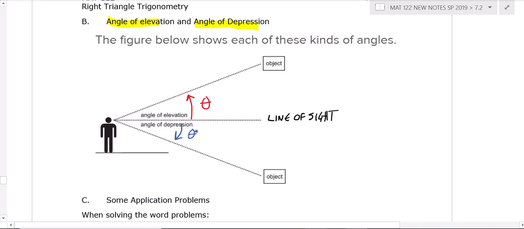Now, they're both positive angles. Don't get confused on this. You would still use a positive angle because we're going to use triangles on this. So don't worry about the counterclockwise, clockwise. That doesn't make any difference, okay? So that's your angle of elevation. That's your angle of depression.